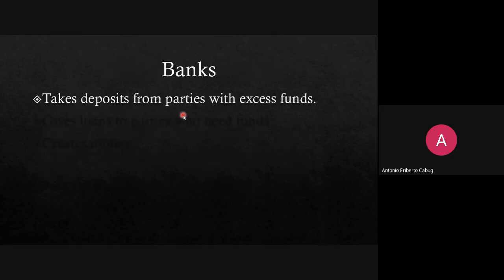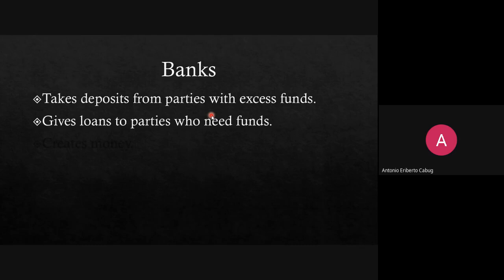Banks take the deposit from parties with excess funds. So kung marami kayong pera, ilagay nyo sa bangko. Yung bangko magbibigay ng barya-baryang interest. Pero pwede na rin. Better than zero, of course. And on the other side, the banks would give those loans to the parties who need the funds. So banks are in the middle of person A and person B. Banks will take the deposits from person A, the parties with excess funds, and banks would give loans to those parties who need the funds, person B.